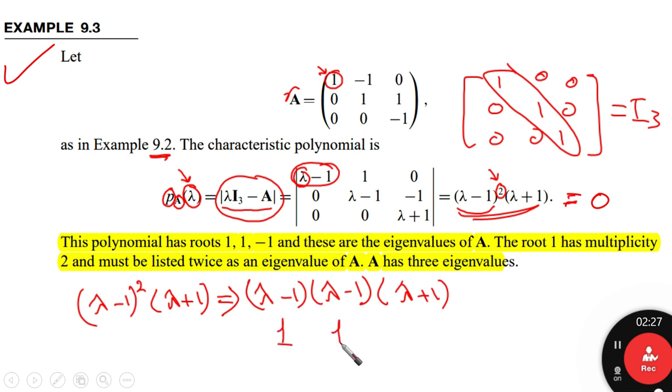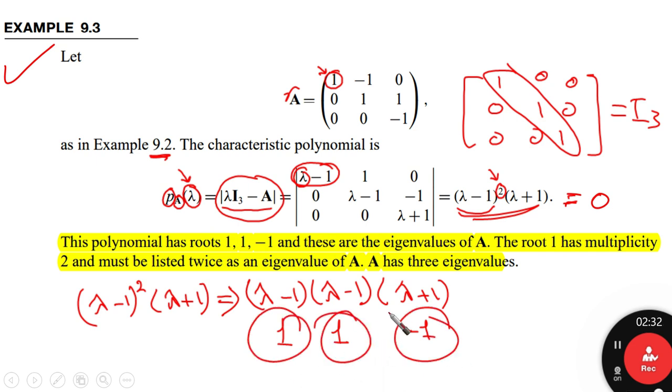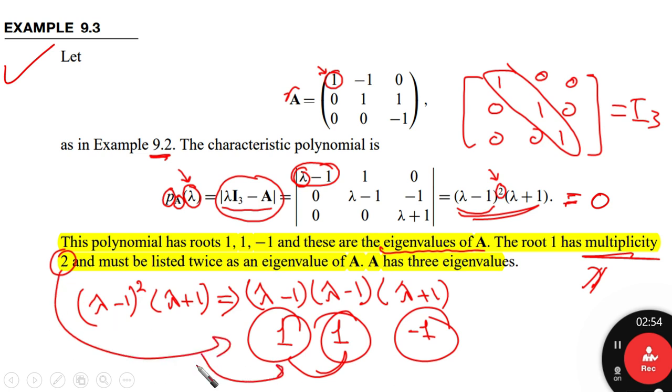Do you remember we said that? Repeated. So here it is 1, 1, -1. These two are repeated. So this polynomial has roots 1, 1, -1, and these are the eigenvalues of A. The root 1 has multiplicity 2, which means it is repeated 2 times and must be listed twice as an eigenvalue of A. We have mentioned this before, right? A has 3 eigenvalues in this case.